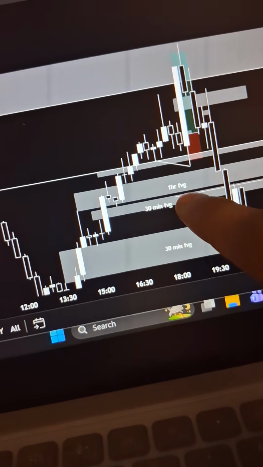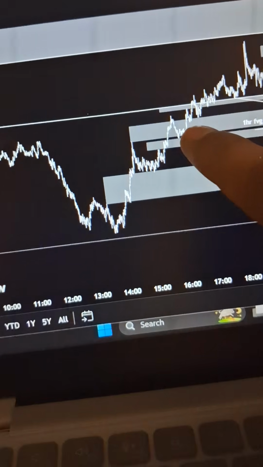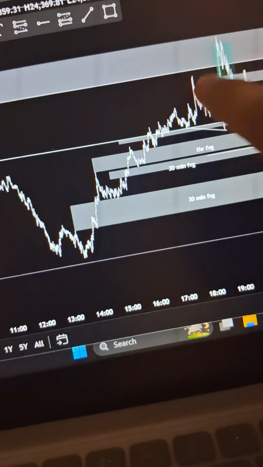As you can see here, we have a 30-minute fair value gap, a 30-minute fair value gap, a 1-hour FVG, and here a 1-hour FVG is also present. This FVG is a 1-hour FVG. As you see here, I started adding quantity here and price will be moving higher.